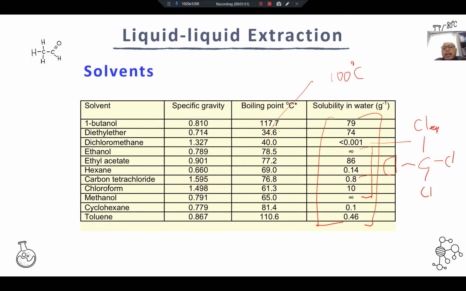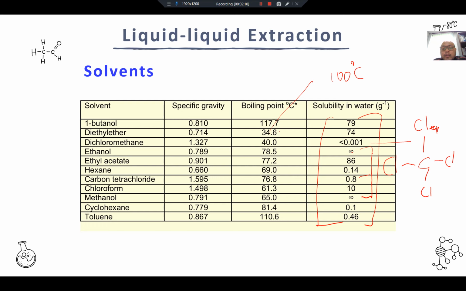Now we look at the specific gravity. Specific gravity is more like the density. The higher the specific gravity, the heavier it is, so it will go towards the bottom. The lower the specific gravity, the lighter the solvent, so it will be present at the above layer, or at the top layer.